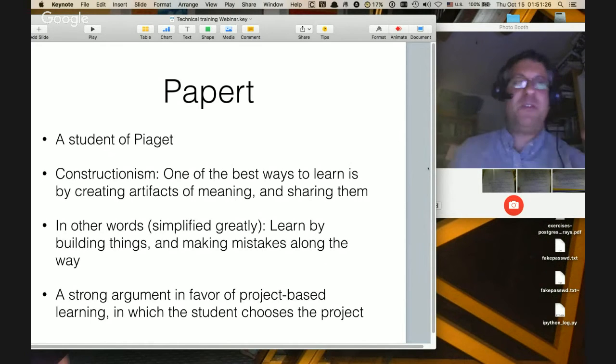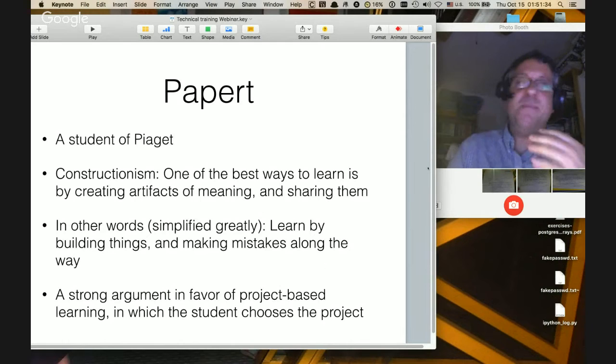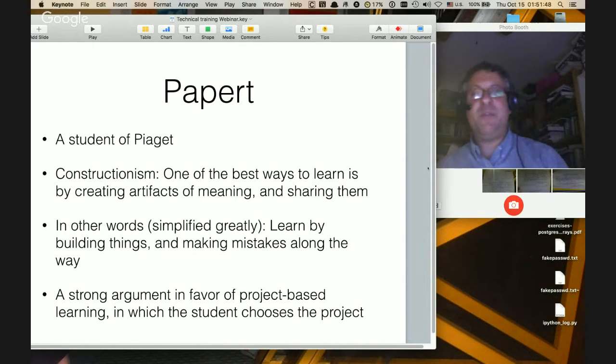In fact, my dissertation was a lot about this, a lot about creating software that allowed people to create and share with others. So the basic idea then is learn by building things and making mistakes along the way. Papert is a big fan of learning to debug, learning to make mistakes and undoing your mistakes. And you sort of find the corners in a system and learn it really well that way. So now Papert is a big fan then, not surprisingly, of project-based learning in which the student chooses the project. Choose something, build it, run with it. Right, and work on it maybe for a long time.